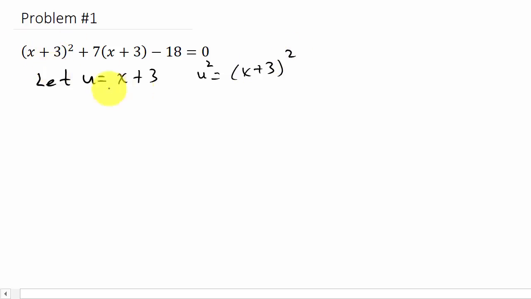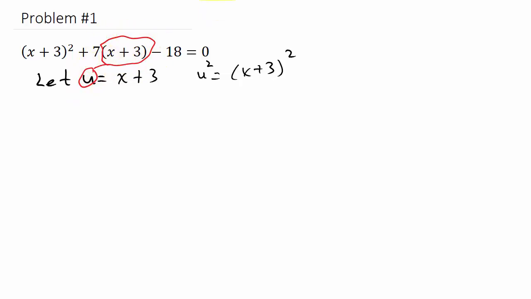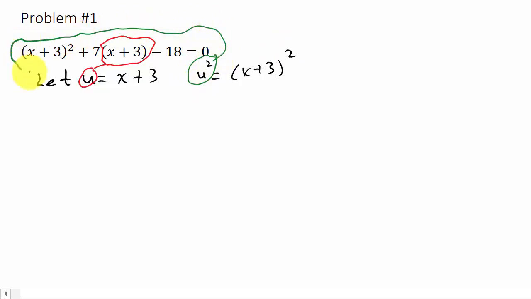So now let's substitute u in. I'm going to substitute u in for x plus 3, and I'm going to substitute u squared in for x plus 3 squared. So let's do that. That's going to give us u squared plus 7u minus 18 equals 0. And now you can see we just have a quadratic equation here to solve.